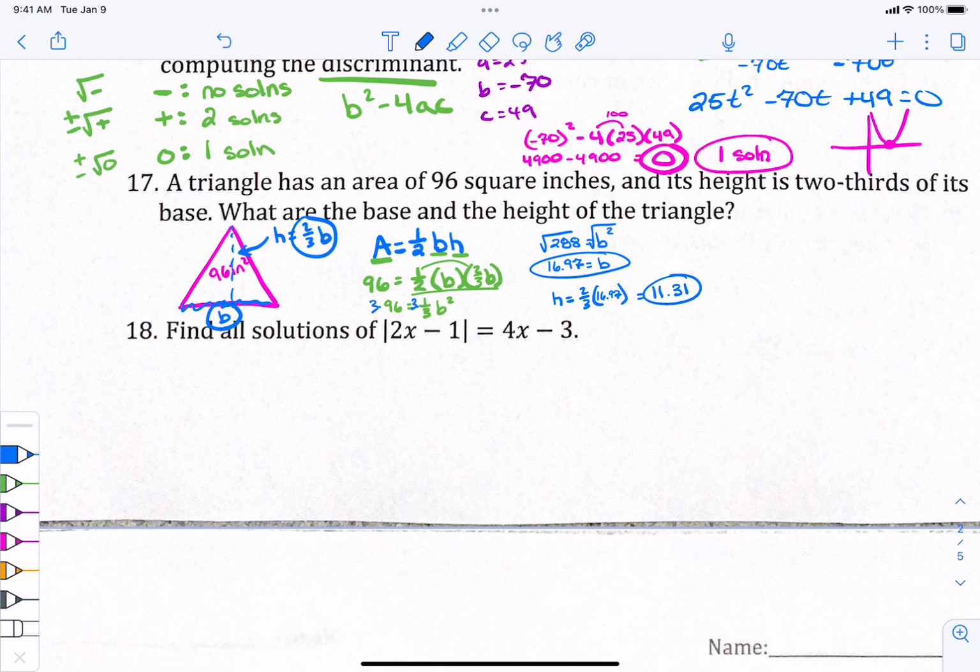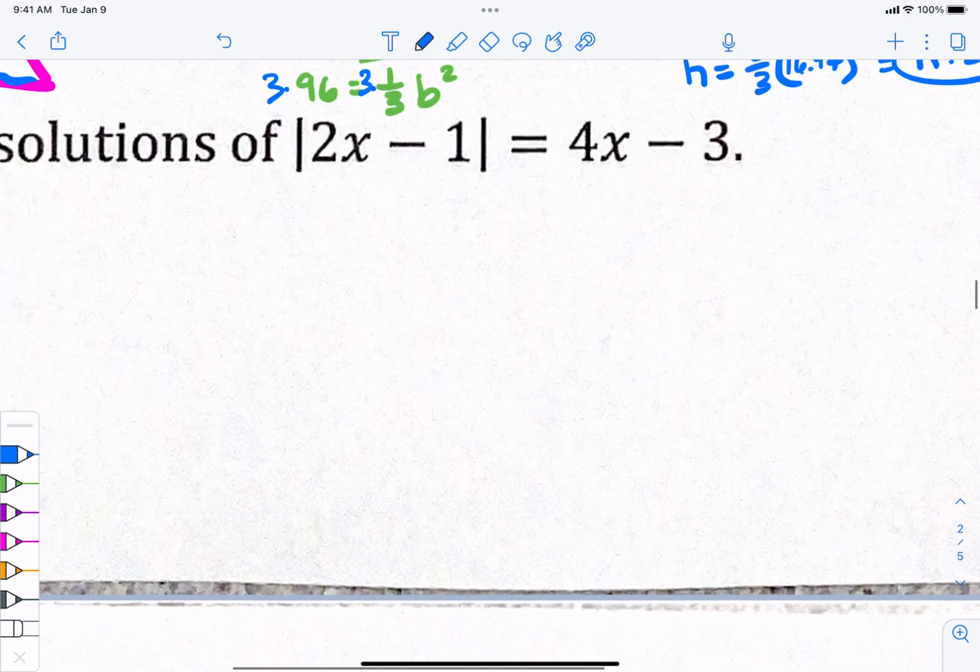Draw a picture. What are the base and the height of the triangle? Got it. Okay, 18. How do I do this?